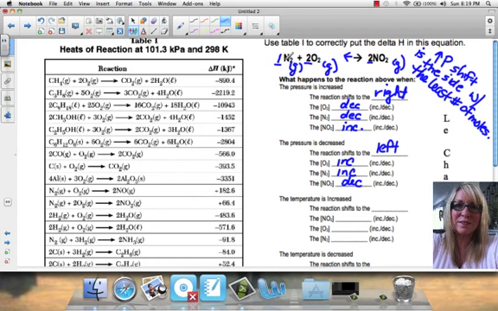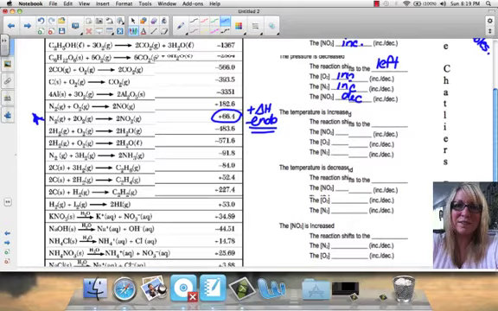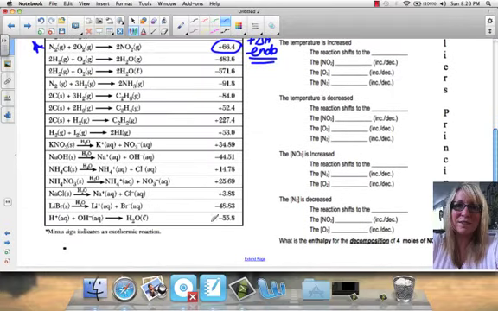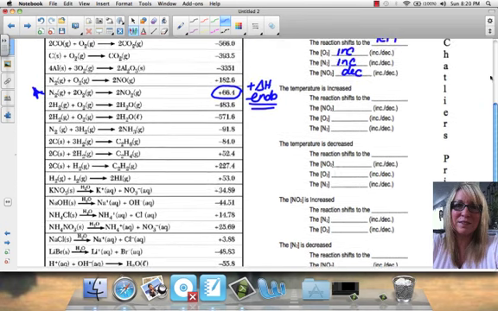Now what about temperature? There is no temperature in this reaction, so let's go to Table I and find this reaction. N2 right here plus O2 yields 2NO2. This is a positive 66.4. So a positive delta H means that it's endothermic. And if you forget that, you can look at the very bottom of the table, and it says a minus sign indicates an exothermic reaction. And this is on your reference tables too, so you don't have to worry about that.